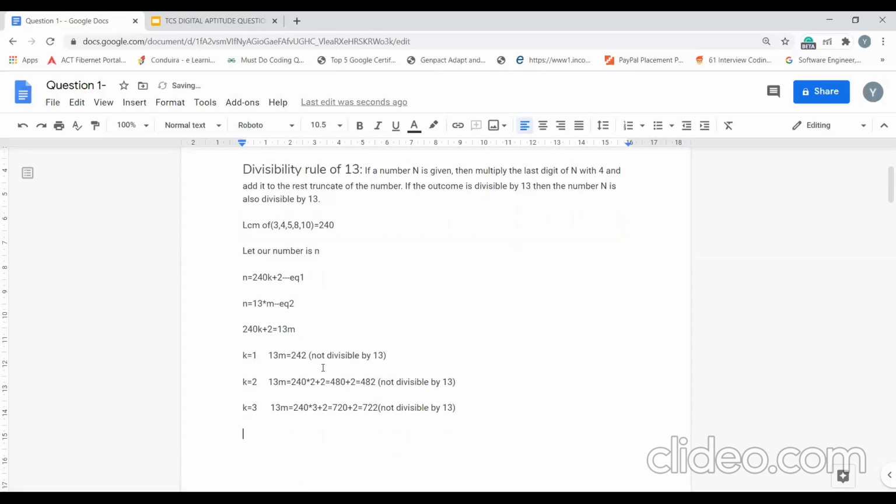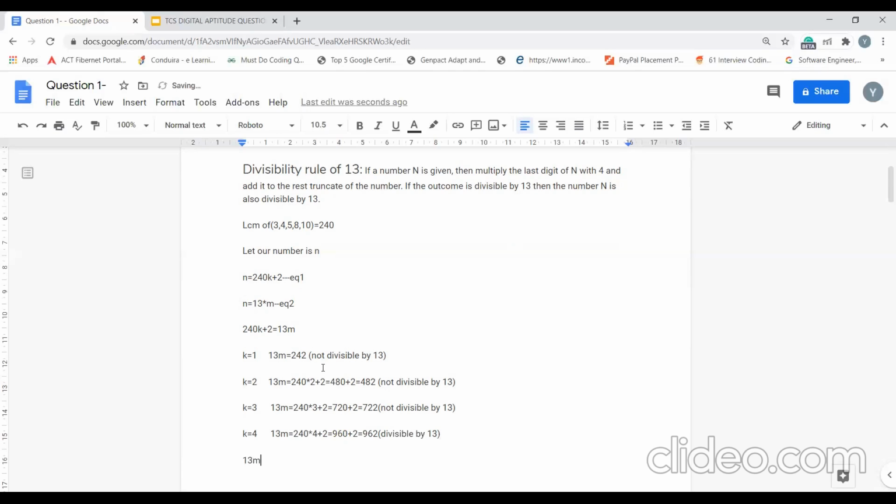Now k is equal to 4. 13m is equal to 240 into 4 plus 2. 240 into 4 is 960. 960 plus 2 is equal to 962. 962 is divisible by 13. Since we have to find the least multiple, we'll consider this.